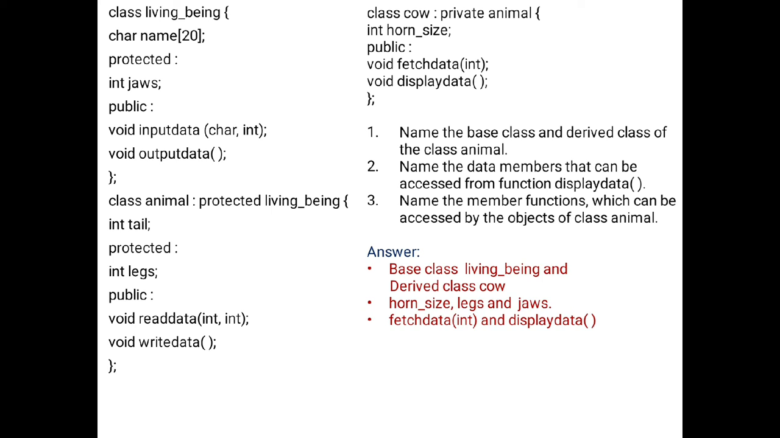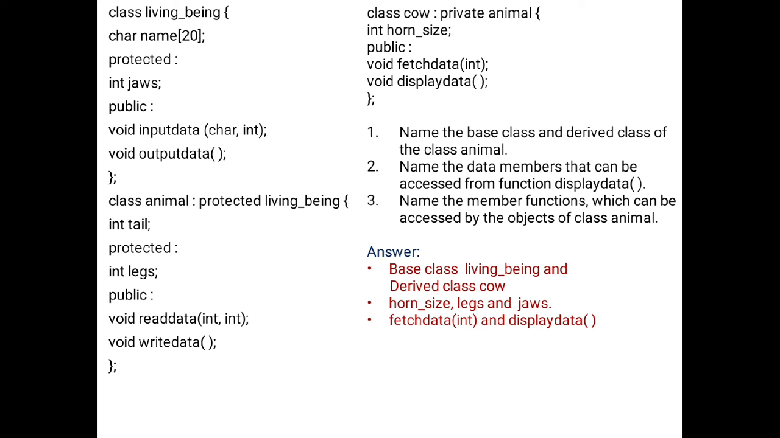And then you can see the member functions read data and write data, which means input the data and then after that display the data. As you can see, the parameters passed are integer, because here the data members are of type int, integer tail and integer legs.